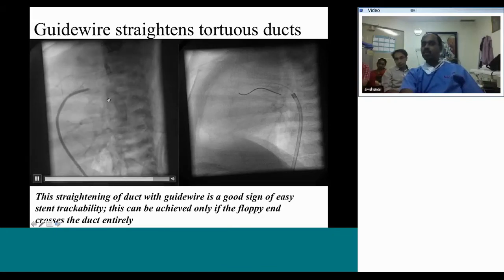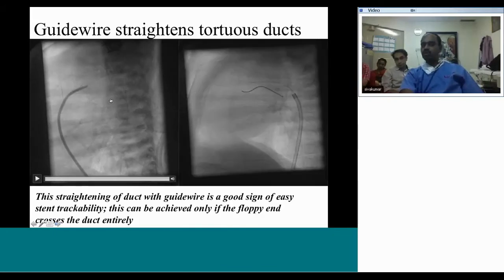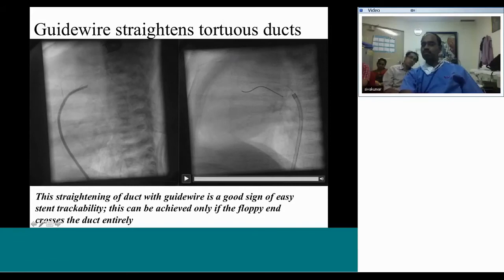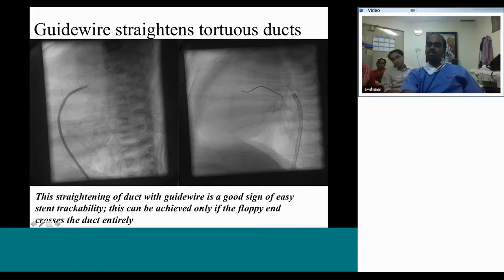The guide wire straightens out many of these tortuous PDAs. You can appreciate here, it's a very, very tortuous PDA, but this entirely tortuous PDA has been made completely straight by this guide wire. So the straightening by the guide wire actually makes it easy for any of the stents to track.